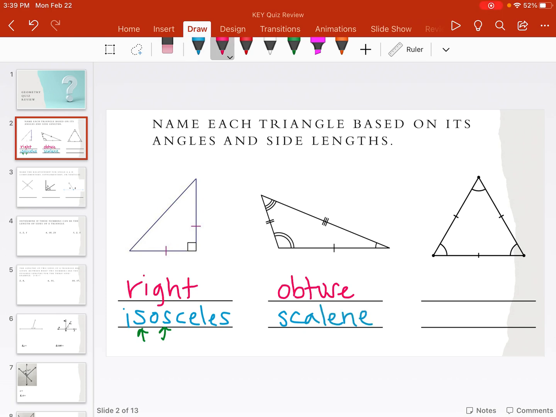And for our last triangle, three acute angles. So this is an acute triangle, and our three sides are all the same. That's called equilateral.